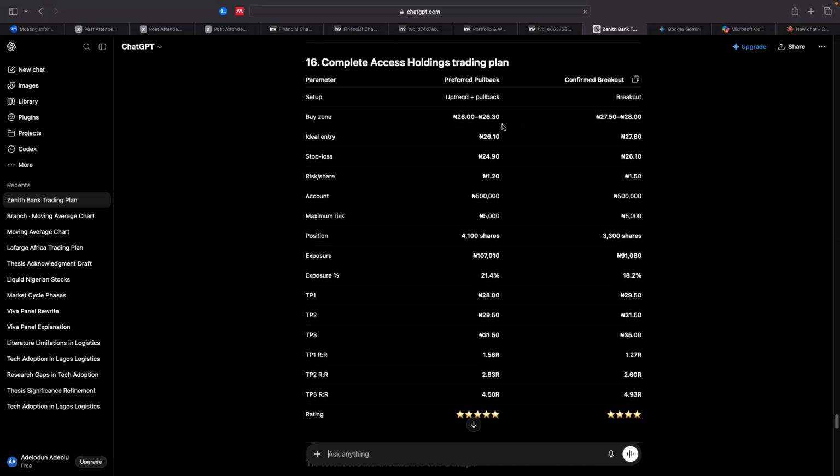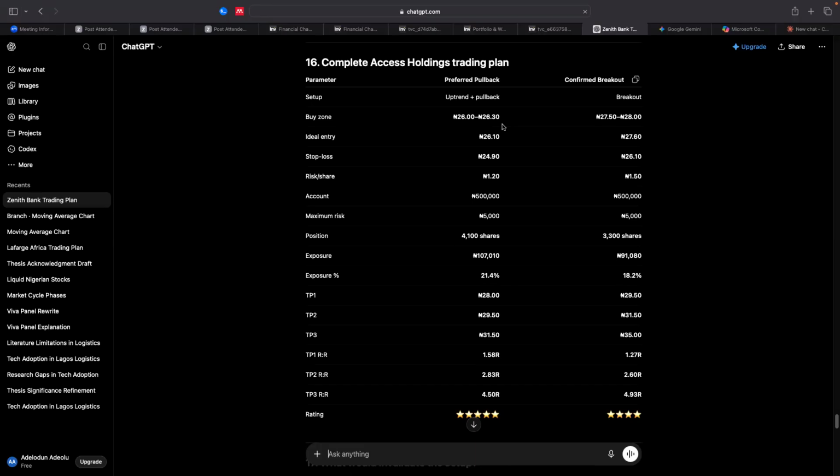ChatGPT proposed two plans: the preferred pullback and the confirmed breakout, like it did for Zenith. So for ChatGPT, if you are trading the preferred pullback, the recommended buy zone is 26 to 26.3. But if you are trading breakout, it's 27.5 to 28. So Gemini gave only one trading plan, with no alternative.